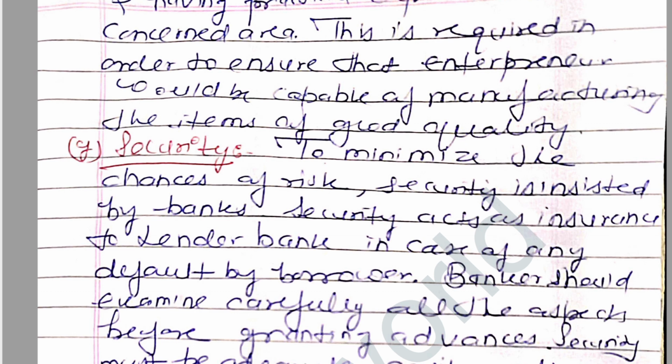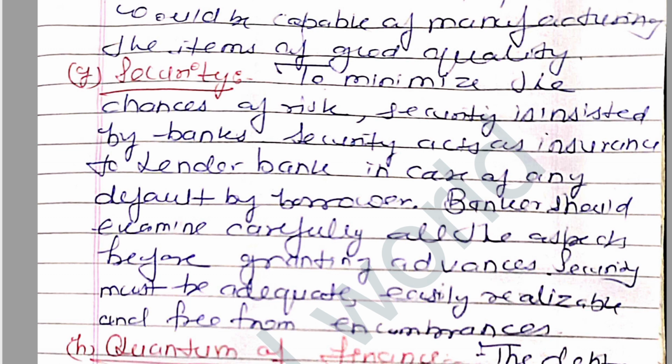The next principle of lending is security. To minimize the chance of risk, security is insisted upon by banks, and the security acts as insurance to the lender bank in case of any default by the borrower. The banker should examine carefully all the aspects before granting the advances. And the security must be adequate, easily realizable, and free from encumbrances.